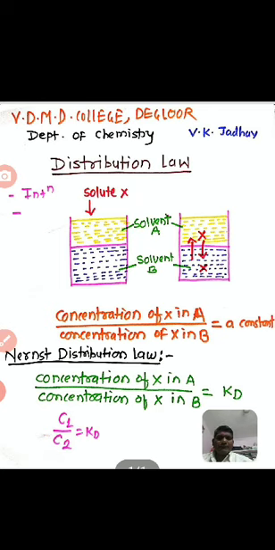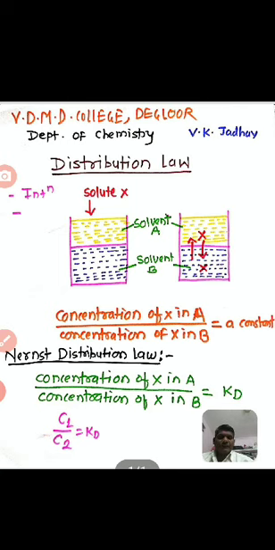Today we discuss distribution law. If you take two immiscible solvents A and B in a beaker, they form separate layers.